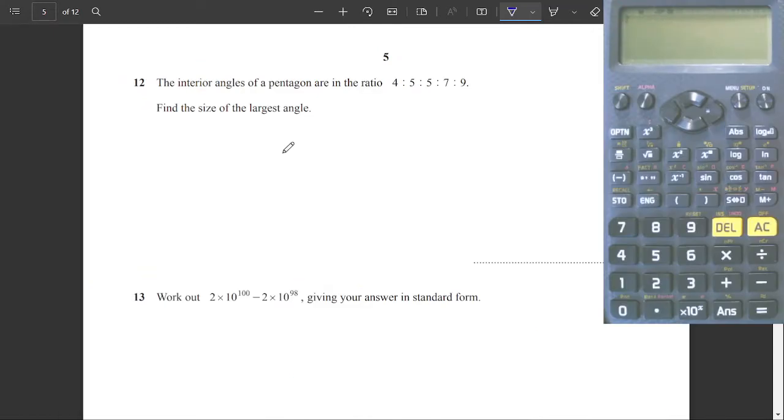Question 12. The interior angles of a pentagon. First of all, what do the interior angles of a pentagon add up to? There's a formula to determine that. Remember, a pentagon has 5 sides. So we take the number of sides, which is 5, subtract 2, times by 180, which is 540 degrees. If you ever forget this formula, just draw yourself a little pentagon, and then check how many triangles fit inside.